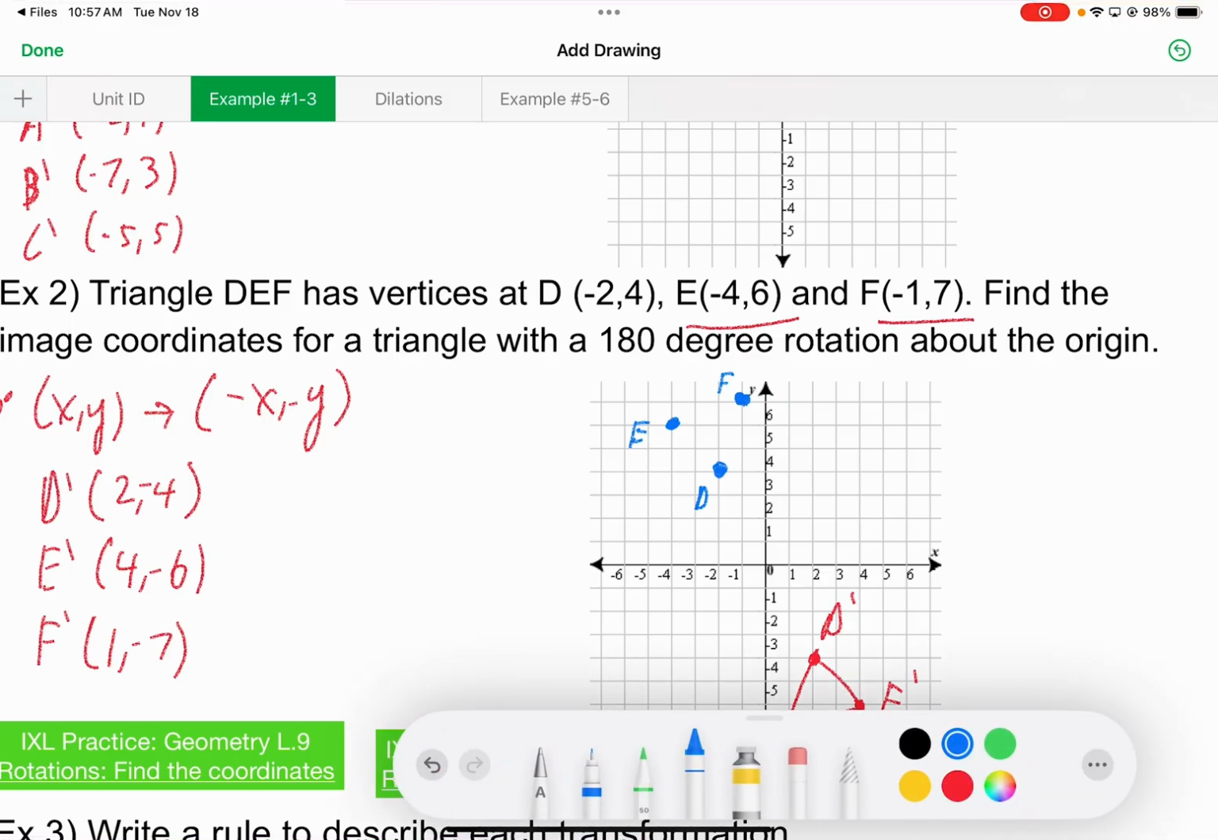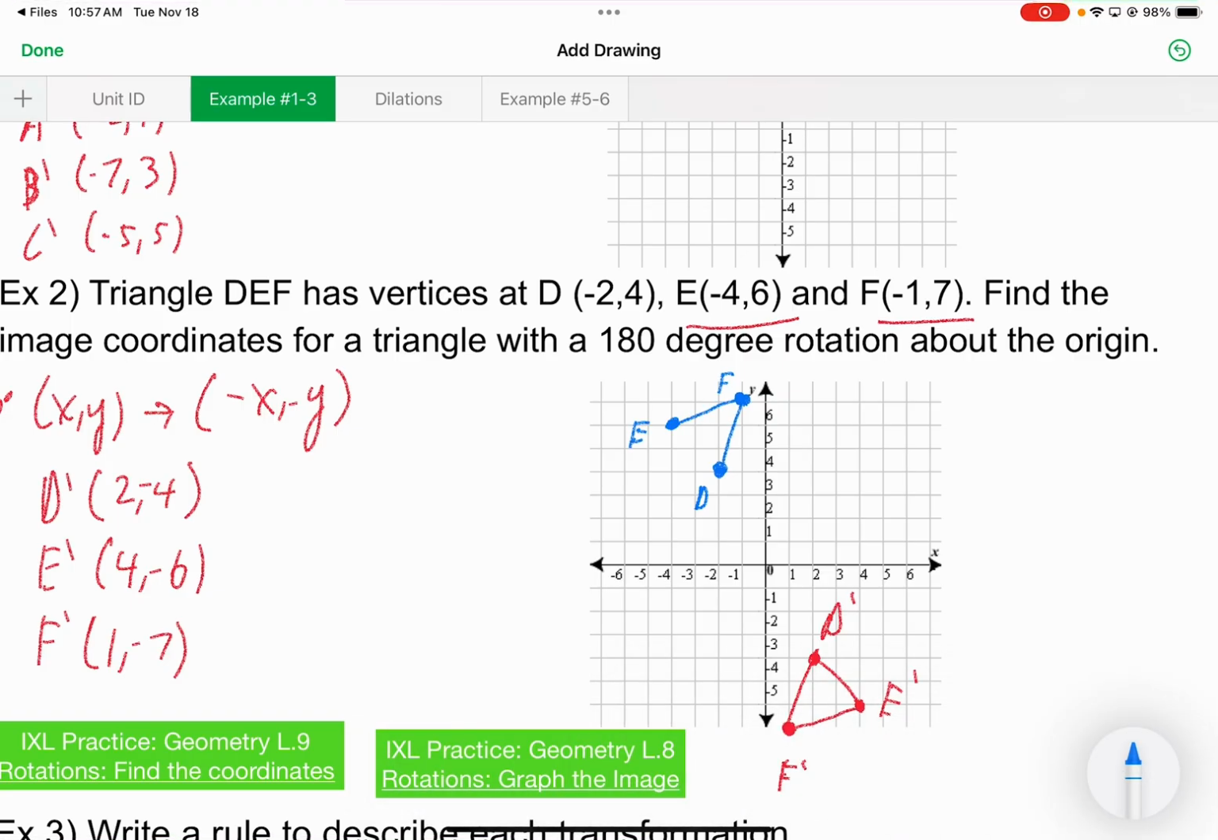Okay. Does my red triangle look like my blue triangle rotated 180 degrees about the origin? What do you guys think? That looks good to me. If I connect all of my values for D to D prime, I should be able to do so with a straight line, because it's 180 degrees, that passes through the origin.